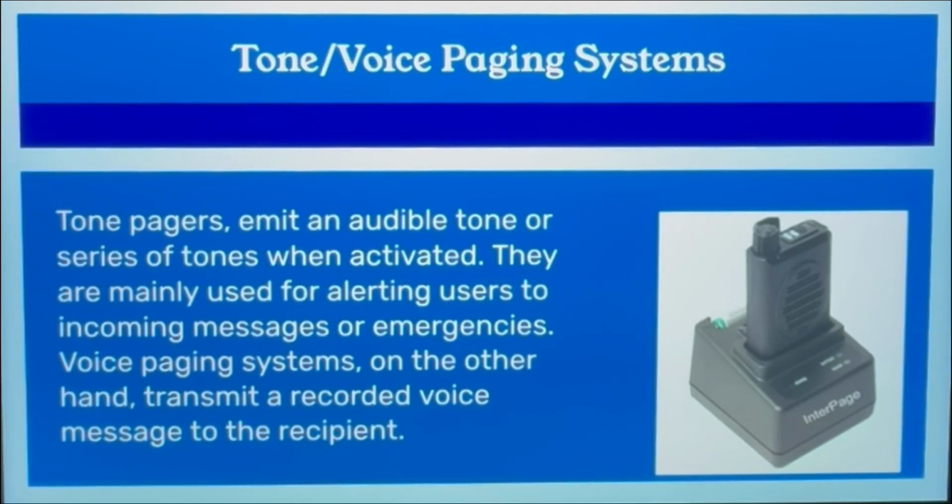Tone/voice paging systems emit an audible tone or series of tones when activated. They are mainly used for alerting users to incoming messages or emergencies. Voice paging systems, on the other hand, transmit a recorded voice message to the recipient. These systems can be useful in situations where the user may not be able to read a text message or requires immediate attention.